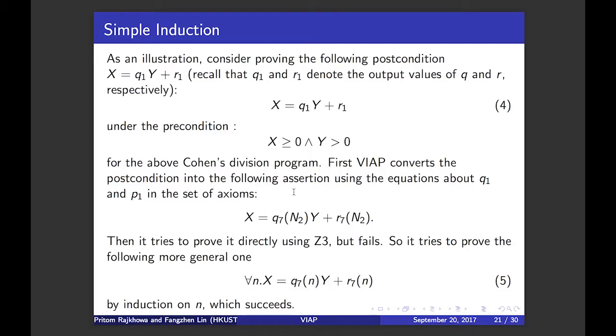Then our system would directly pass this to Z3 and try to prove the conclusion, but it failed. In such a scenario, we try to prove the post condition by adopting induction on the small n, because we know this value and the constant n is only dependent on the quantified variable, and our system is successfully able to prove this post condition by using induction over small n.